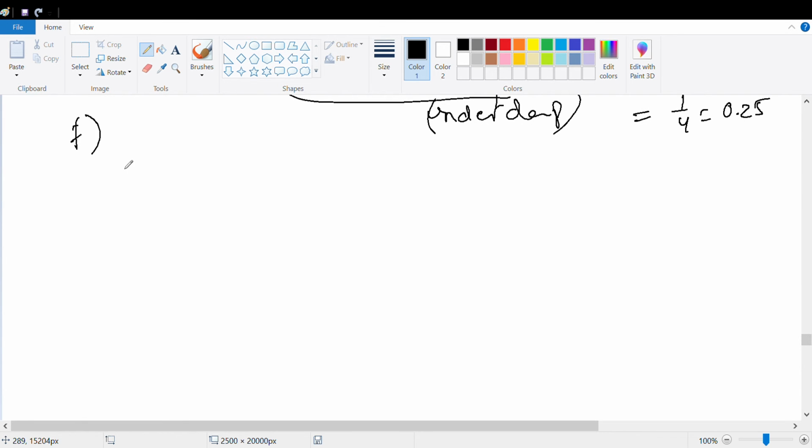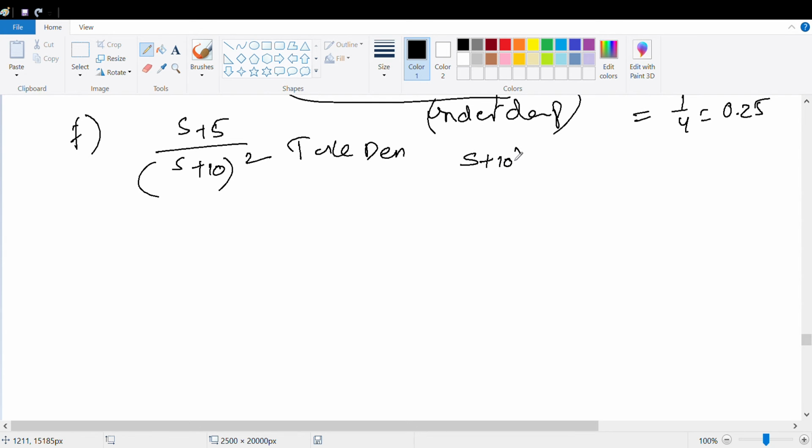Now (s plus 5) by (s plus 10) whole square. Take the denominator: s plus 10 whole square equals 0, so s square plus 100 plus 20s equals 0.